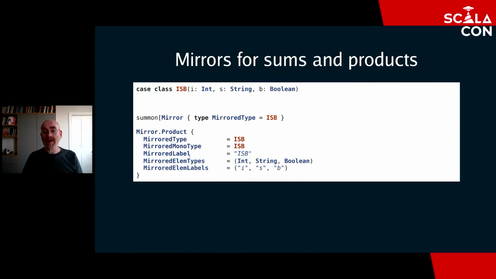The mirrored element types are a tuple representing the types of components of the case class, and the mirrored element labels are again a tuple of string singleton types corresponding to the labels of the elements of the case class. So again, these are all pure types. There are no actual values here. The tuples of strings look suspiciously like a value, but in fact they're not.